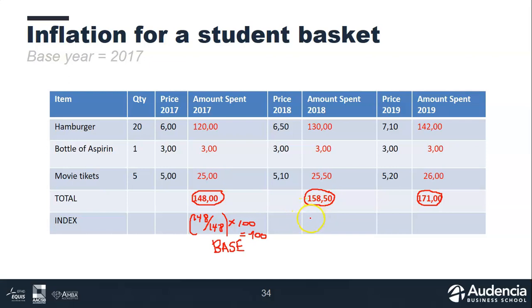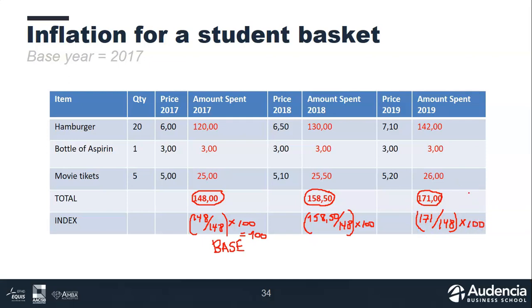Here, what are we going to do? We're going to do the same thing. We've got 158.50. We're going to divide it by the value in the base year, 148. And we're going to multiply that all by 100. And here again, we've got 171. We divide by 148. And we multiply by 100.